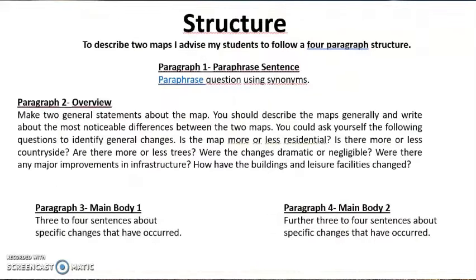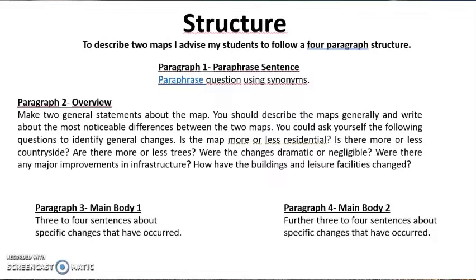Let's talk about the structure of your essay. I advise my students to follow a 4-paragraph structure. In the first paragraph, you have to paraphrase the question using synonyms or similar words. Don't copy the words, just paraphrase it, change the vocabulary and grammatical structure.